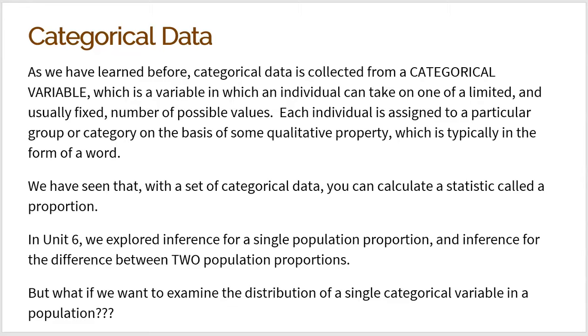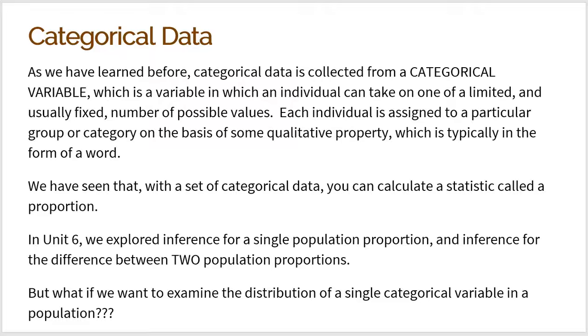So first off, the name of this unit is Inference for Categorical Data. So let's make sure we quickly remember what that is. As we've learned before, categorical data is collected from a categorical variable, which is a variable in which an individual can take on one of a limited and usually fixed number of possible values. Each individual is assigned to a particular group or category on the basis of some qualitative property, which is typically in the form of a word. So one easy one that comes to mind is eye color. I have blue eyes, so I am going to be assigned to that category of having blue eyes. And again, color, blue eyes, brown eyes, green eyes, those are words, and that's oftentimes the case for categorical data.